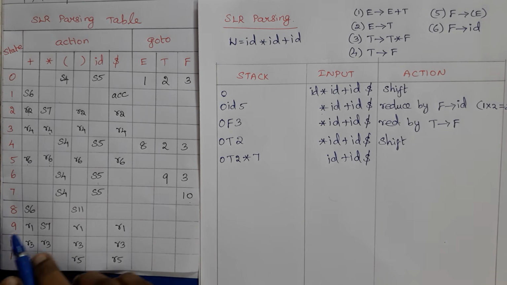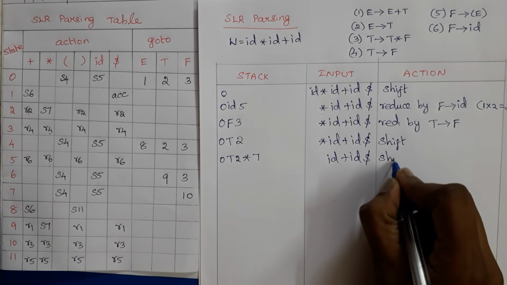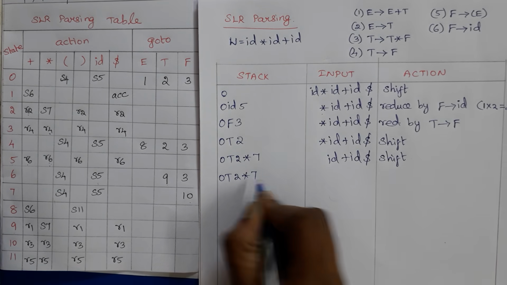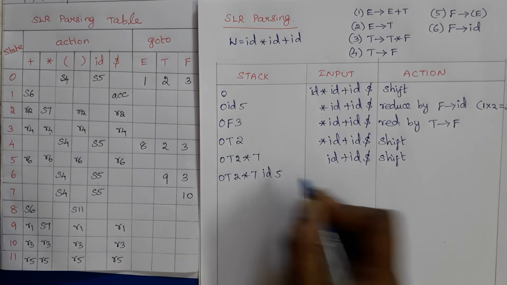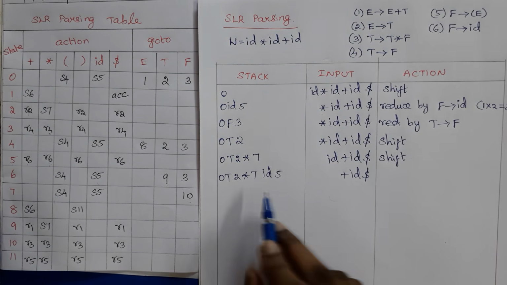Then 7 and ID. 7 and ID is S5. So shift 5. 5 means ID and 5 must be pushed onto the stack. Advance the input pointer to the next input symbol.